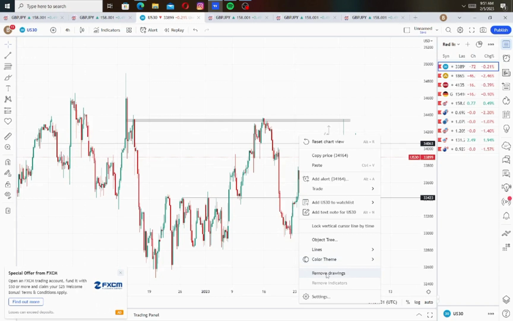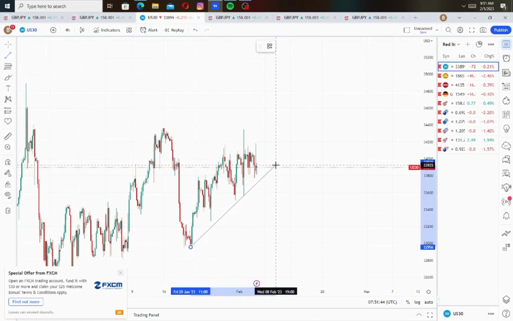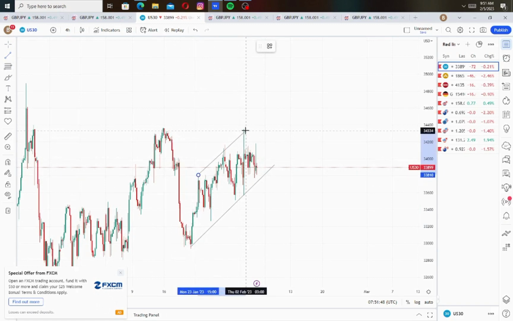So we're gonna start off on the 4 hours. I'm just gonna remove the drawings quick. As I said before, I'm explaining what I'm saying. So this video might be long, but I'm gonna try and just be quick. So trend lines for guidance, as you can see, it's an uptrend on the 4 hours.